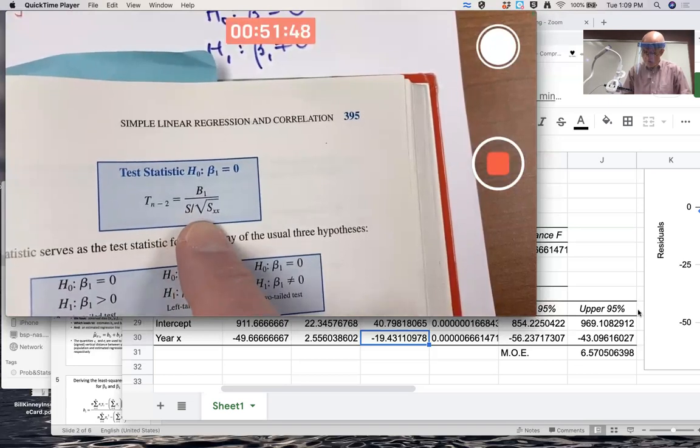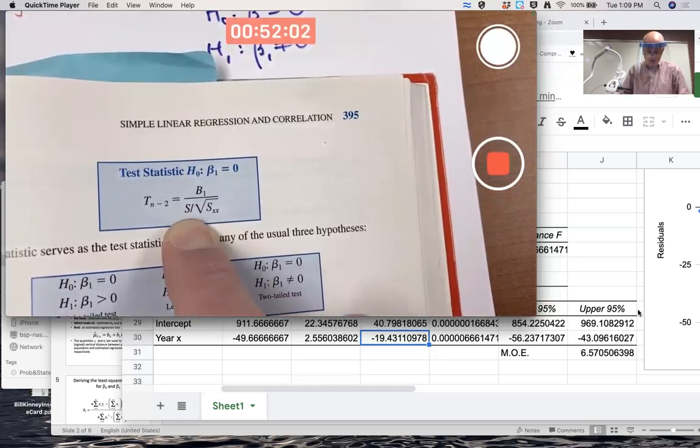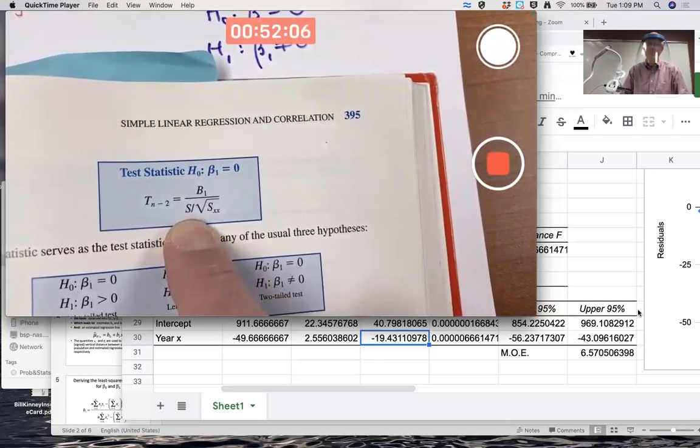S over square root of SSxx. I would write that one as SSxx, actually. That's what I would call that, based on what I told you last Thursday. What's this S here? Is that a standard deviation? Well, not exactly. This gets confusing.